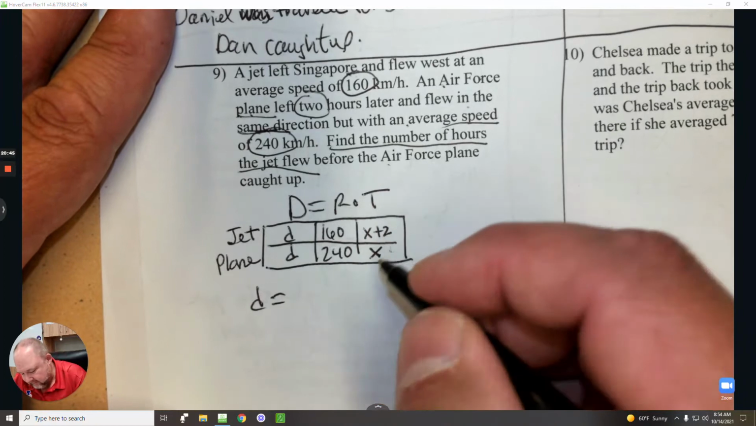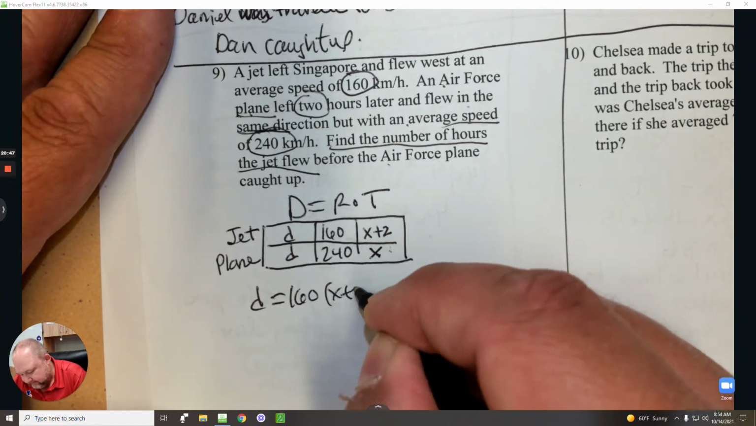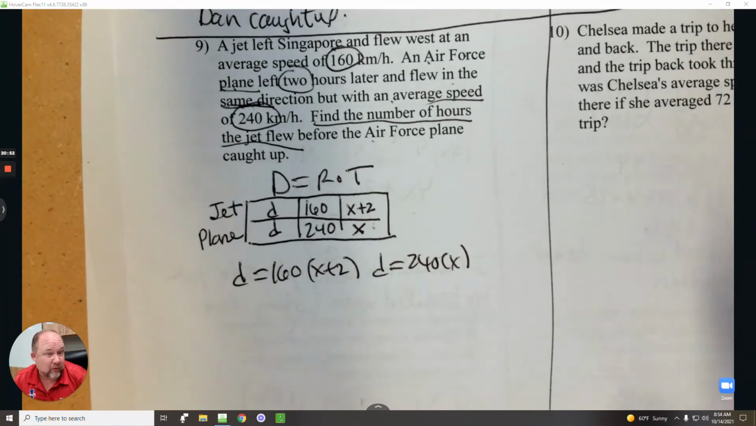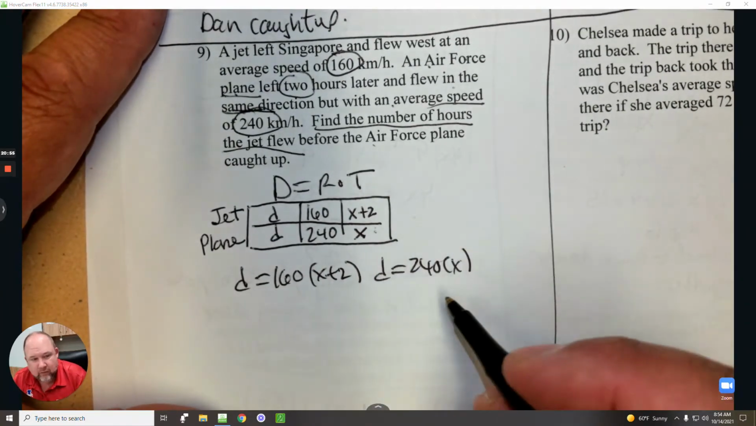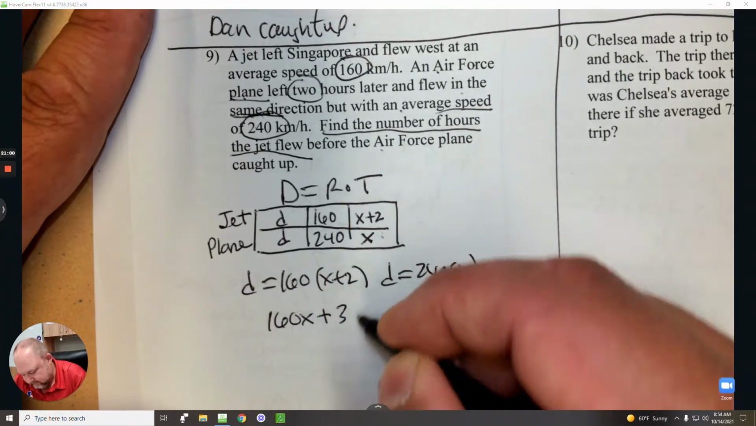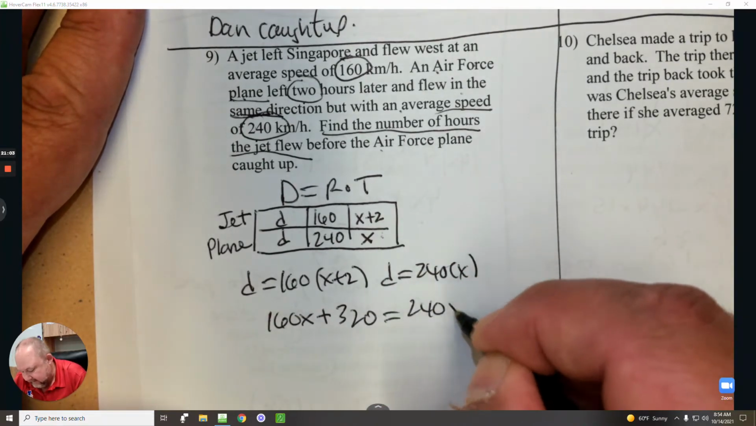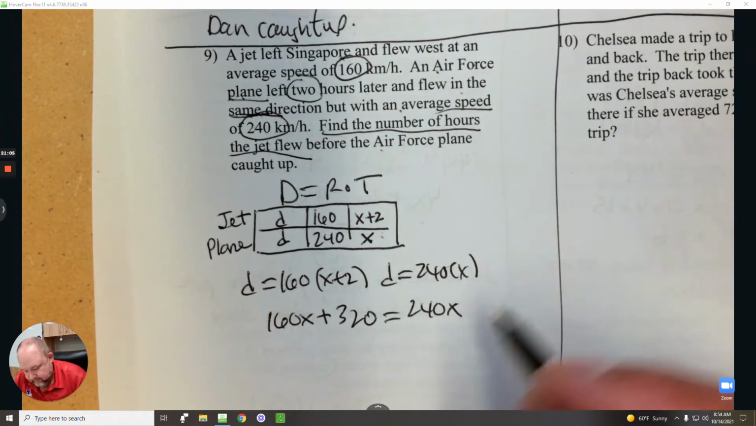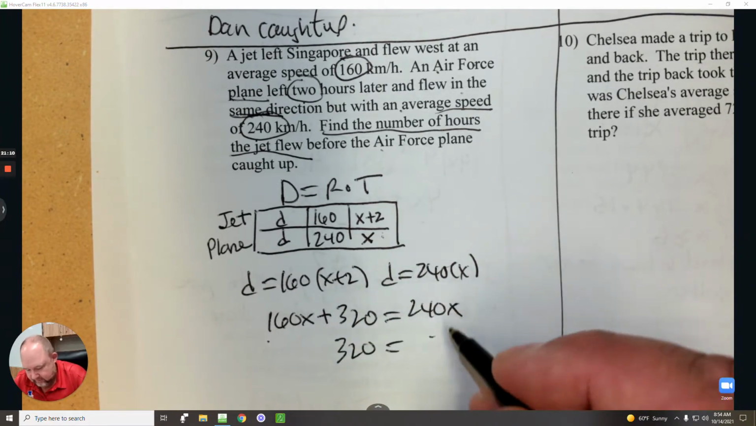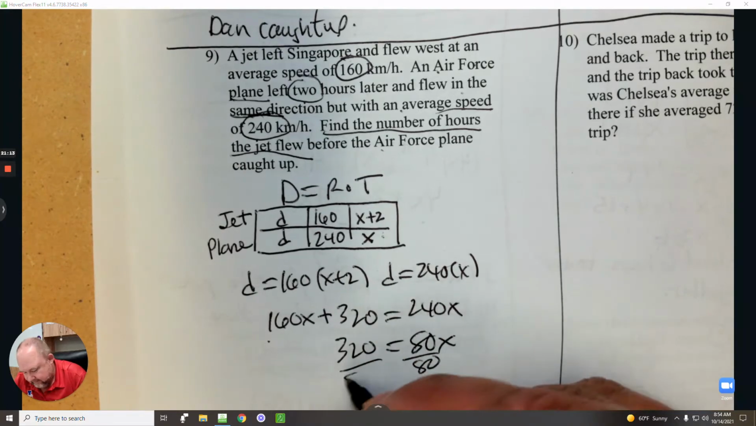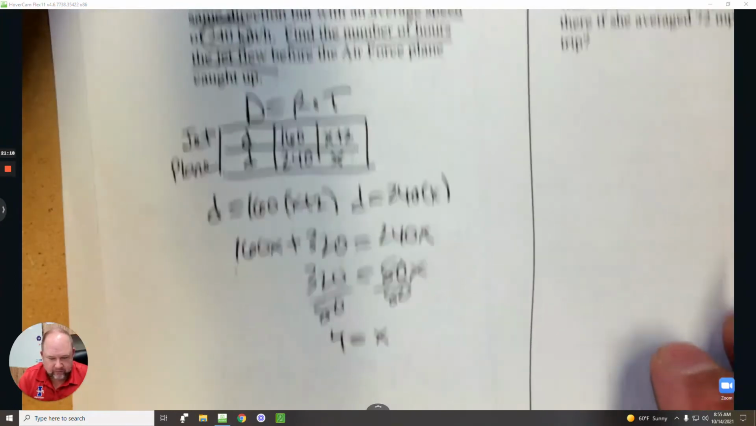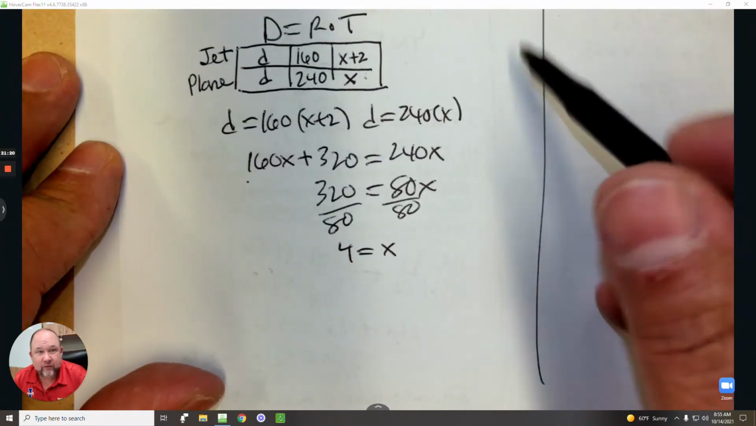So one equation, distance is equal to rate times time. Distance is equal to rate times time. These are polynomial questions, I tell you. Make them equal to each other because they both are equal to d. So I'm going to distribute right away. And then I'm going to solve it. So subtract 160. 240 subtract 160 is 80. Divide by 80. 32 divided by 8 is 4. The zeros divide out. And there's the answer for the plane.